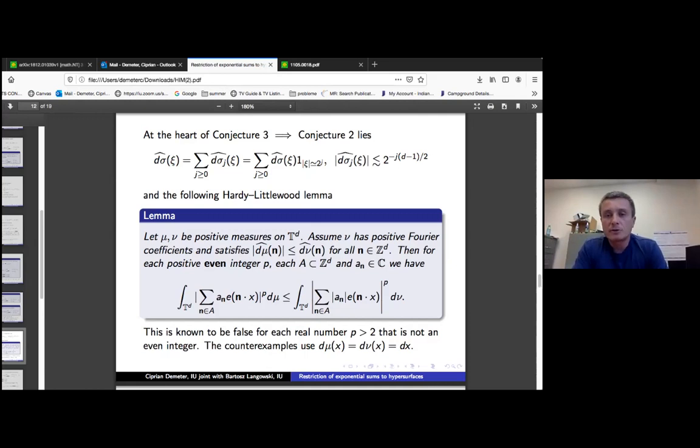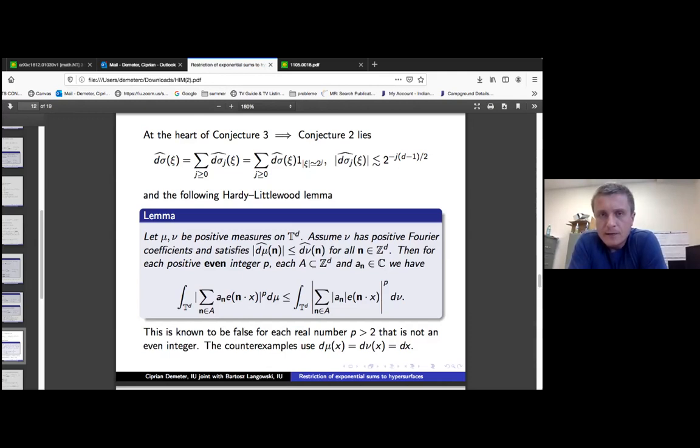It's one of those arguments where something works very easily for a specified set of values of p, in this case even integers, and you wonder, do we miss a more difficult argument that covers also the other p's? The answer is no.